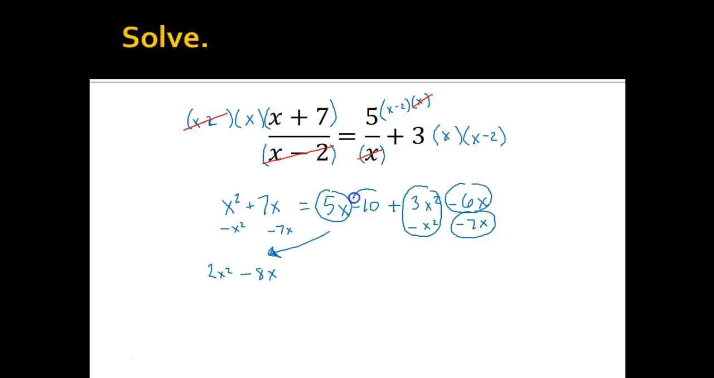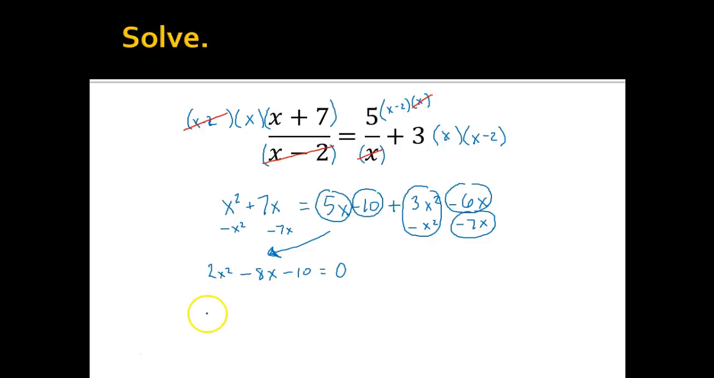And then the constant terms, there's only a minus 10 there. Everything got moved over to the right-hand side, but I wrote it on the left-hand side, equal to 0. Once again, we have a quadratic. We could use the quadratic formula here.